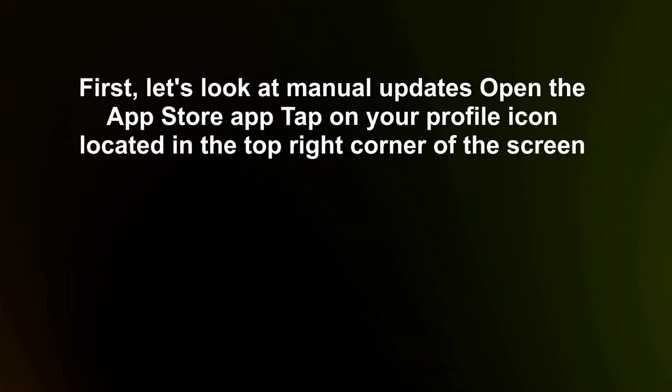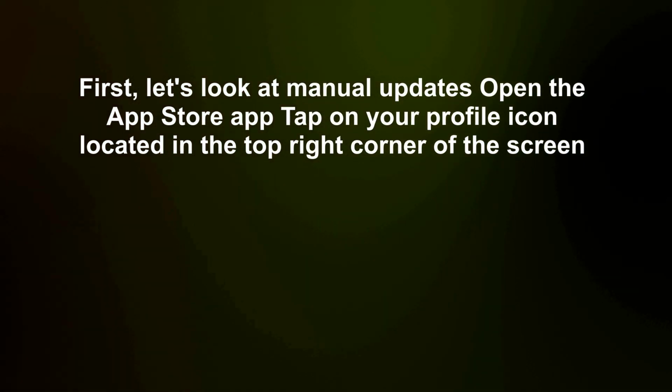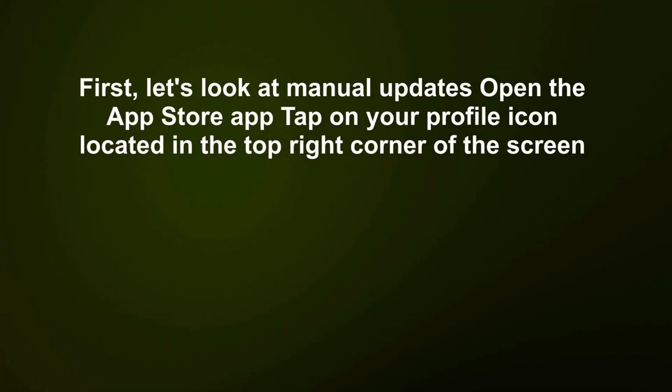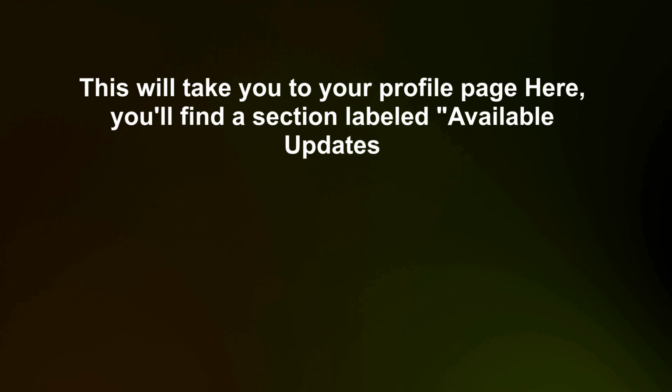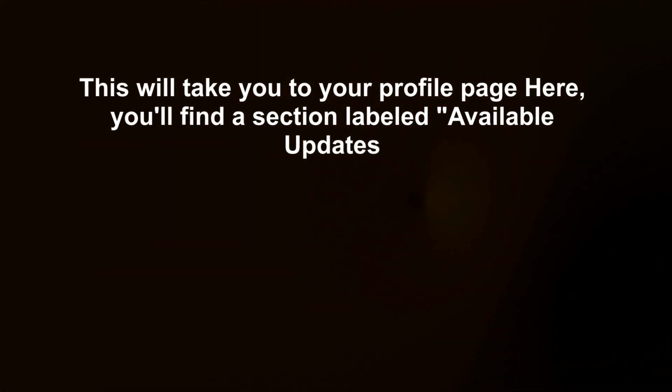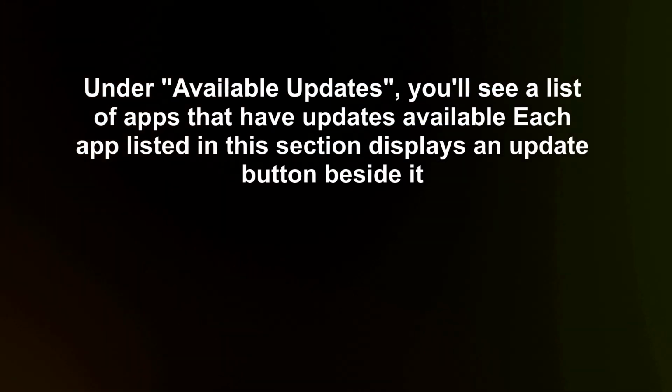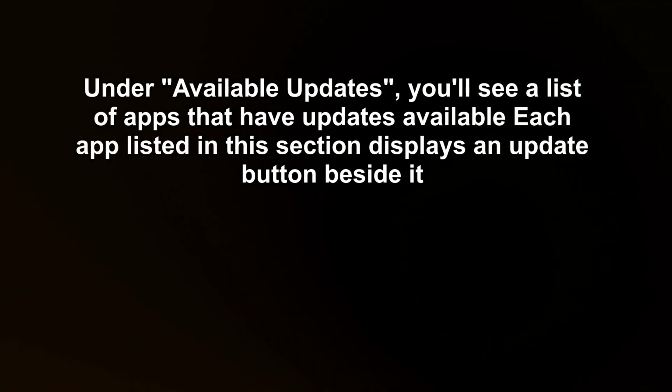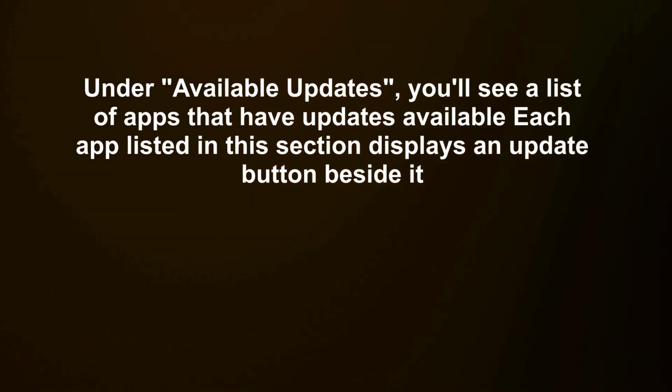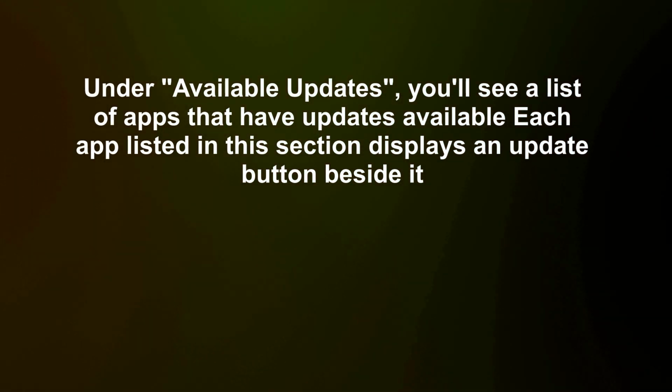Open the App Store app, tap on your profile icon located in the top right corner of the screen. This will take you to your profile page. Here, you'll find a section labeled Available Updates. Under Available Updates, you'll see a list of apps that have updates available. Each app listed in this section displays an update button beside it.